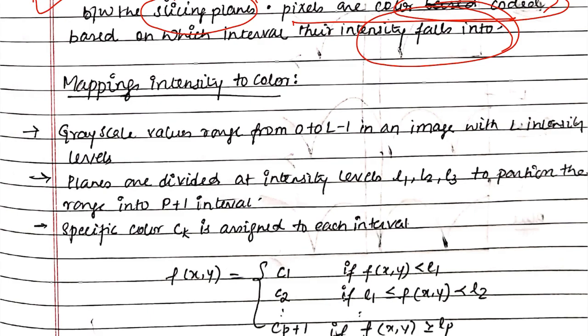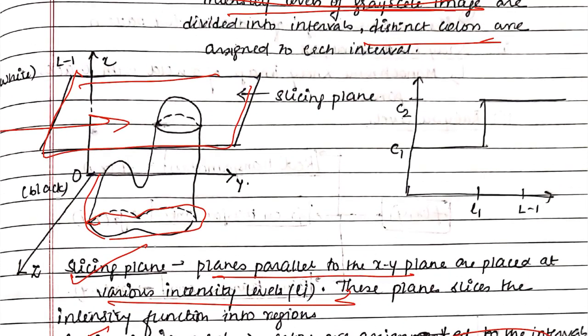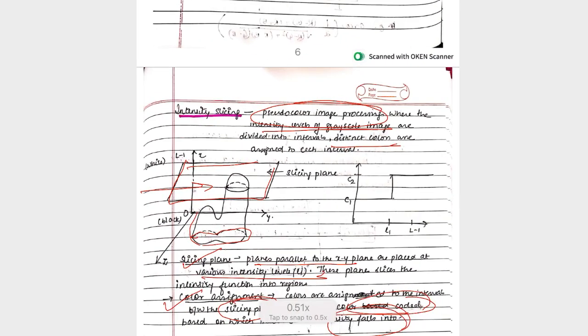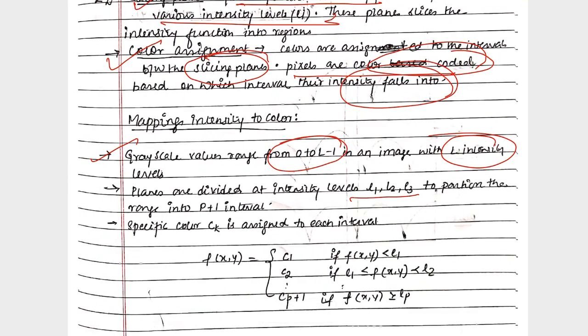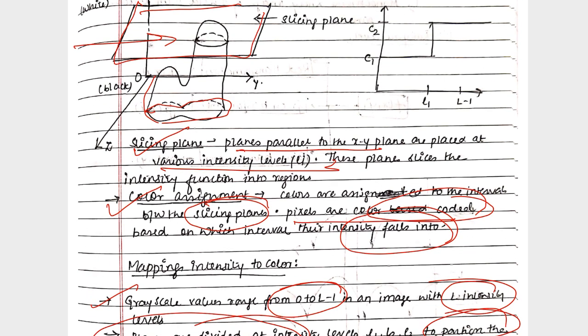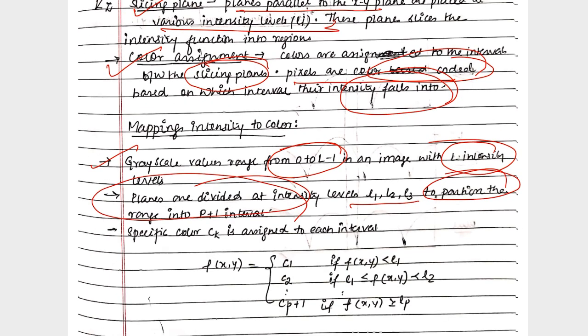Now mapping. How will you map it? Grayscale mainly ranges from a value of 0 to L minus 1, where L is the number of intensity levels. Planes are divided at intervals. Again, planes are placed where you divide it. So L1, L2 and L3 are used to partition the range into P plus 1 intervals, where L1, L2 and L3 represent different intensity levels.